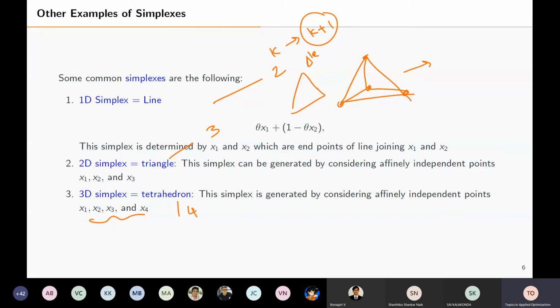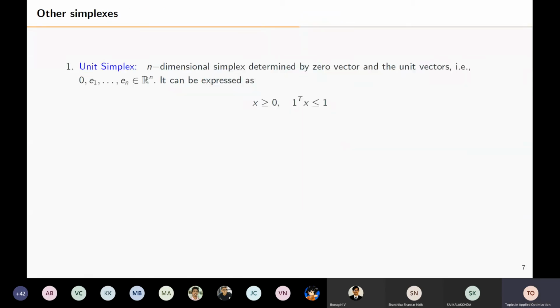Okay, so these are the examples of simplexes. There are special cases of simplexes. For instance, the n-dimensional simplex. This is a very special simplex. What is this? X greater than or equal to 0 and 1 transpose X is less than or equal to 1.